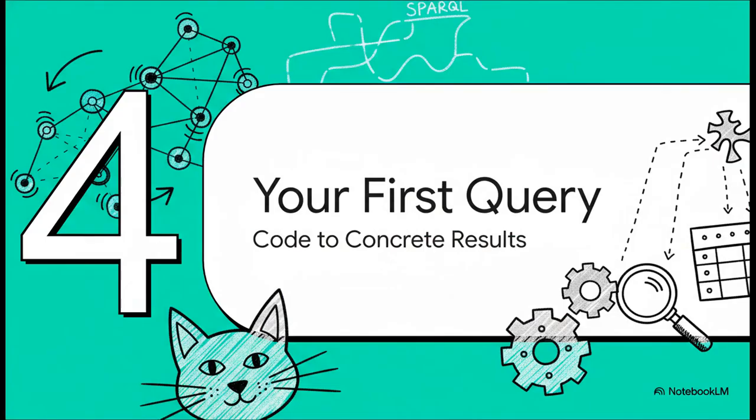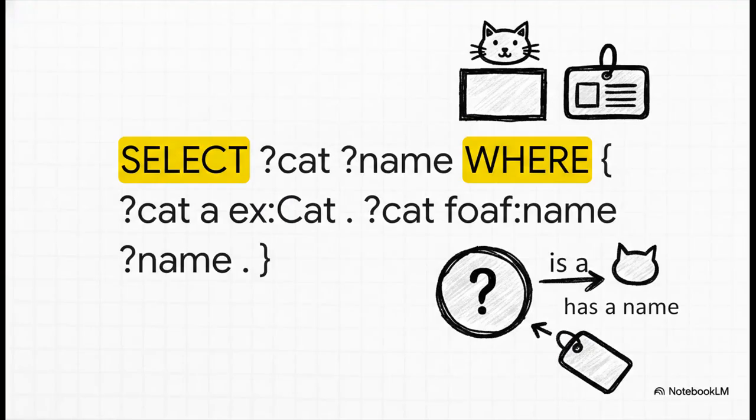All right, enough theory. Let's actually put this structure to work. We're going to write our very first query using that cat example from before, and we'll pull out some specific info. So here it is. Our question is, find all the cats and their names. We tell the system to select two variables. You can tell they're variables because of the question mark. We'll call them ?cat and ?name.